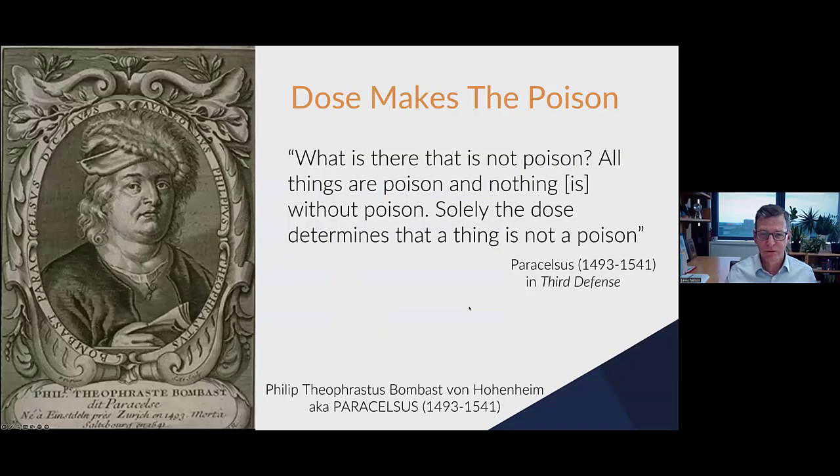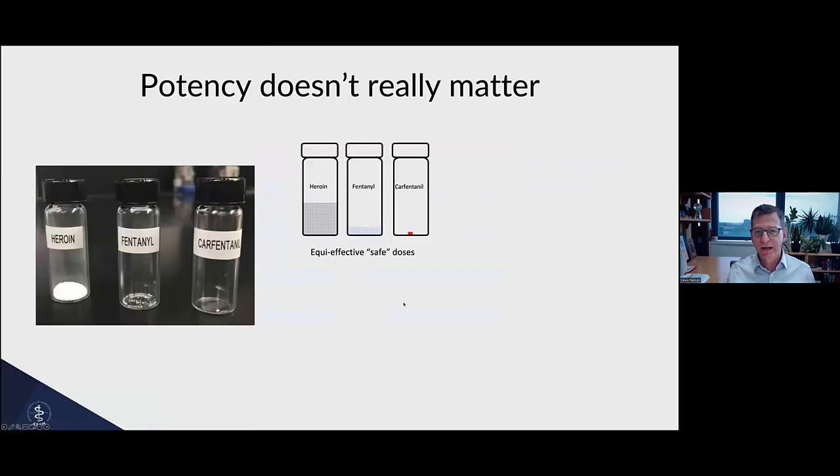And this is the basis of toxicology, by the way. I always like to remind people, dose makes the poison, and you could read what Paracelsus said about it. Basically, everything is safe if you take a small enough dose, and everything is dangerous if you take too much. I like this as an example because this is a graphic you'll find on the internet. It shows you the lethal amounts of these three drugs. We know that fentanyl is about 50 times more potent than heroin, and carfentanil is about 100-fold more potent than fentanyl. But all of them are safe if you take the right doses, as this graphic shows.